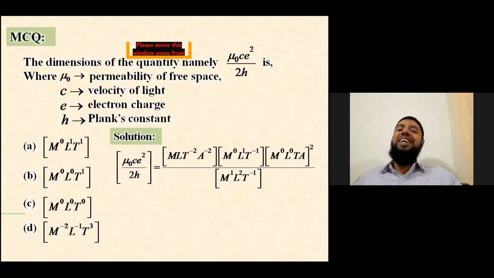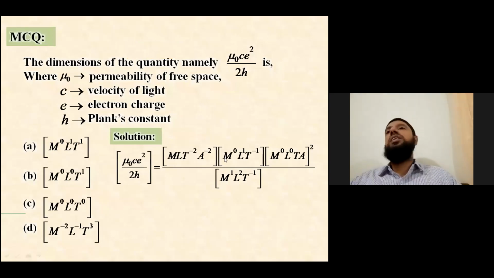Then by substituting the dimensional formulas and simplifying: for absolute permeability, M power 1, L power 1, T power minus 2, A power minus 2. Then for velocity of light, M power 0, L power 1, T power minus 1. Then for charge, we take the definition of current: I is equal to q by t. Cross multiplying, q is equal to it. Therefore, for charge, the dimensional formula is T power 1, A power 1.